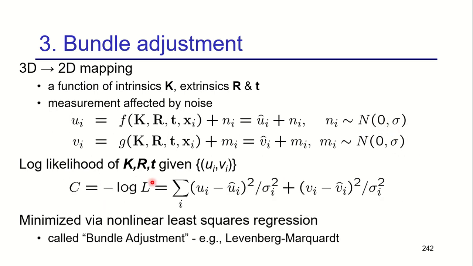So the log likelihood of K, R, t, given the set of any number of (u, v) pairs, gives C equal to minus log L, and this is the equation for it: the difference between the actual value and the estimated value, the whole square, divided by the variance squared. This is minimized via non-linear least squares regression, which you call bundle adjustment. An example of it is Levenberg-Marquardt.